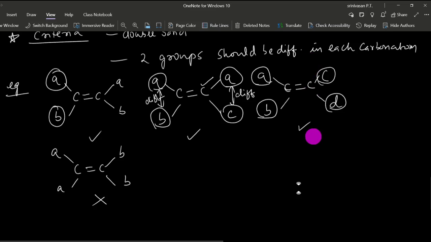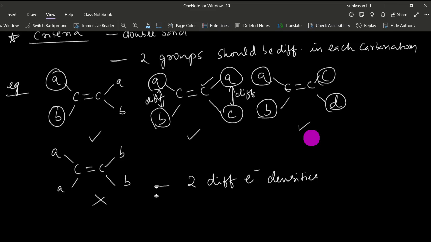Instead of saying two groups, sometimes we refer to it as two different electron densities. This point will be useful for NEET and JEE. Two different electron densities should be there.